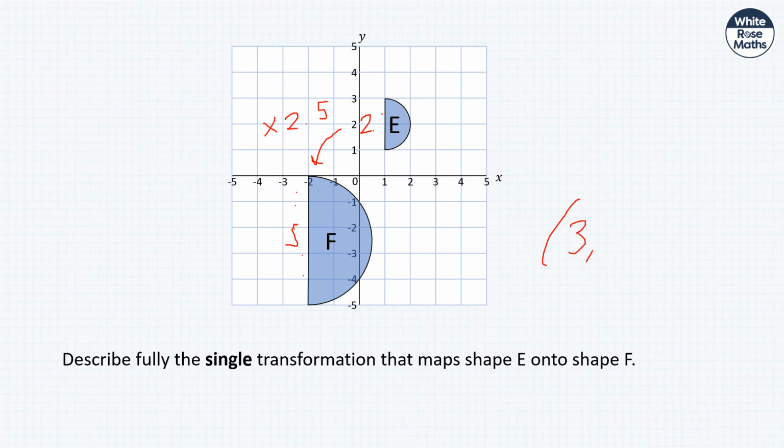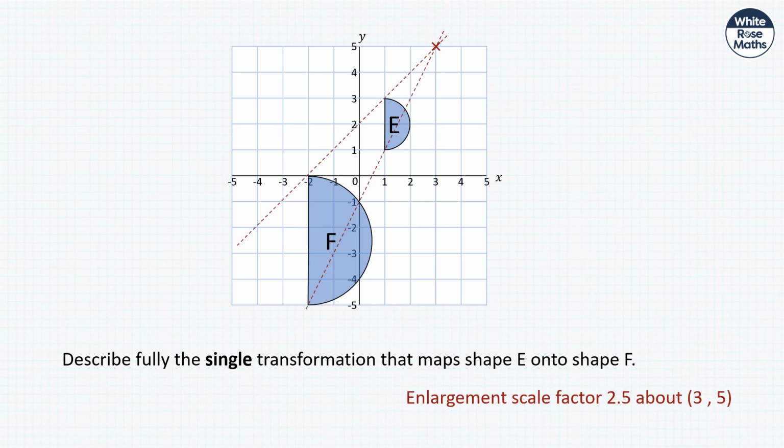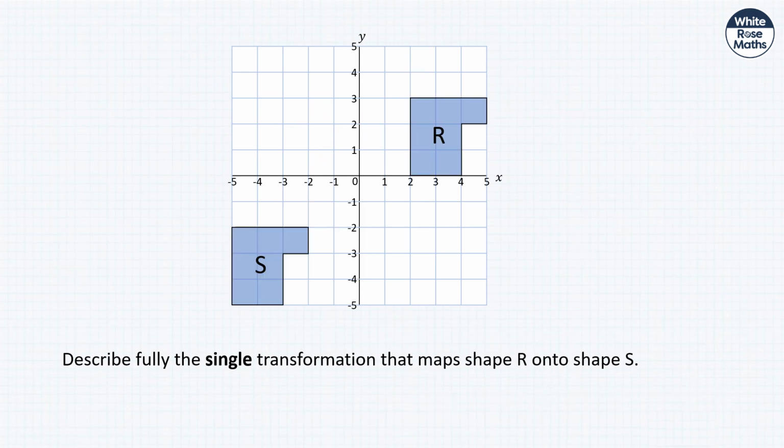So it's an enlargement with scale factor 2.5 about the point (0, 3.5). So draw your lines on, and where the lines intersect, that's your point at which it is enlarged from. Okay, there we go. Next one.